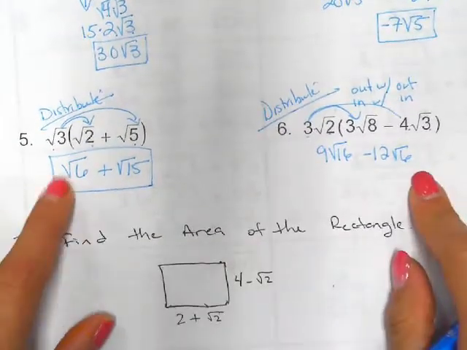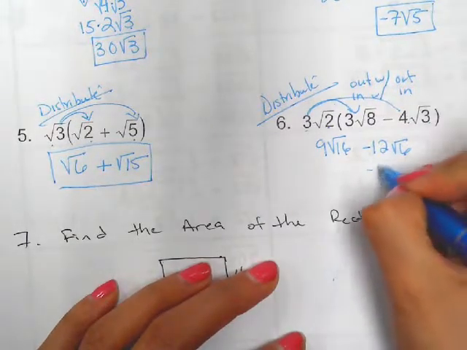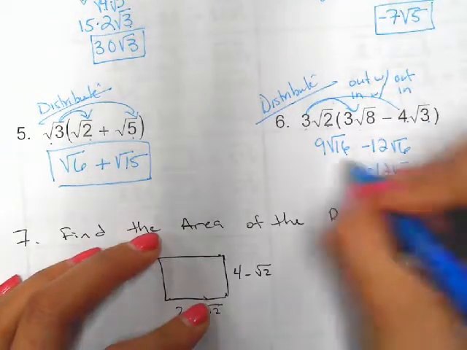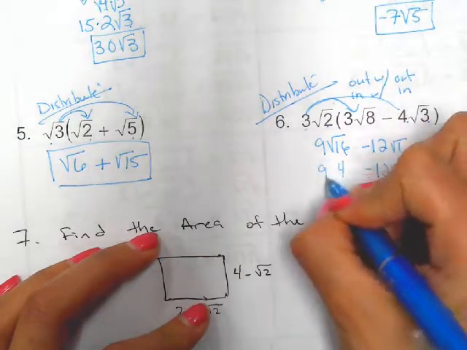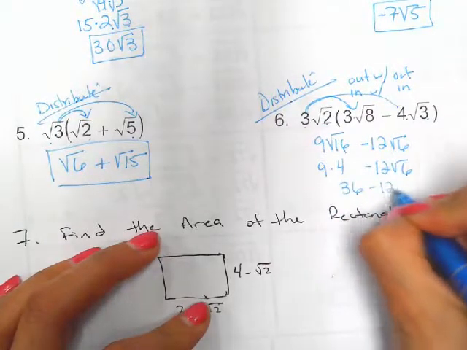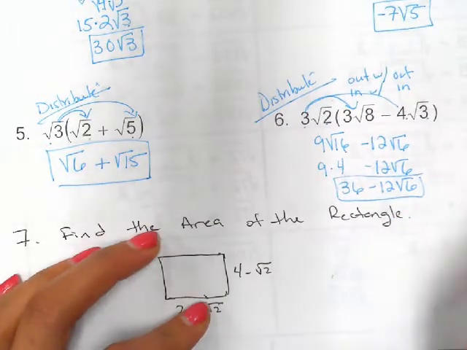Just like we said over here, the square root of 6 cannot be broken down into anything else, so this stays how it is. But we all know that the square root of 16 is 4. So this is going to be 9 times 4. 9 times 4 is 36. So leave it as 36 minus 12 square roots of 6.